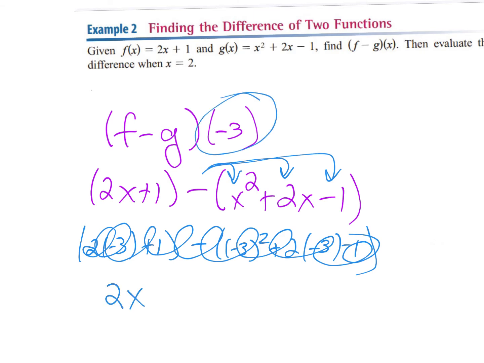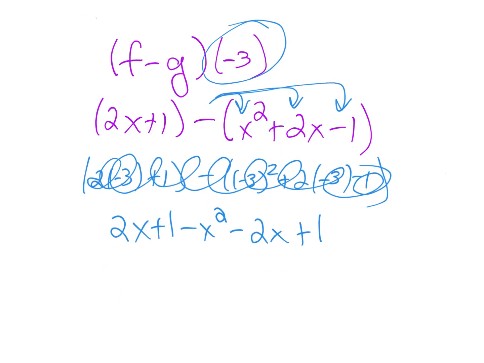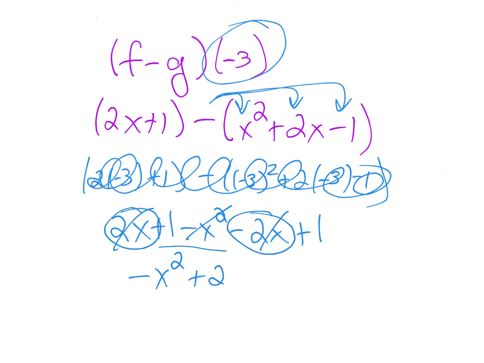So I have 2x plus 1 minus x squared minus 2x plus 1, correct? Yes? Okay, so let's rewrite in standard form. Negative x squared. I have a positive 2x and a negative 2x, which gives me what? Cancels out. Then I have plus 2. Is this much easier to evaluate than this? It just makes sense if you combine them first and then evaluate.